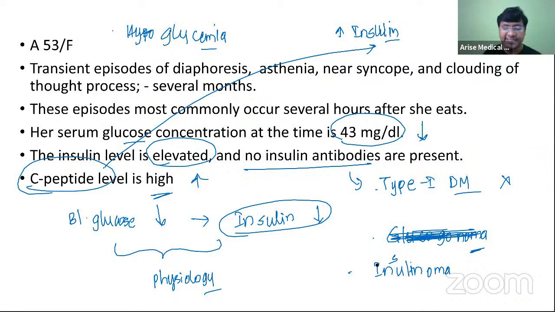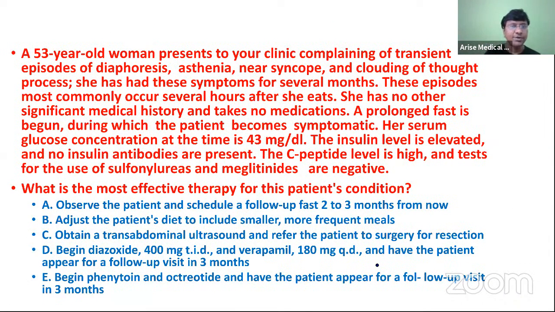Now, how do you treat this insulinoma? You have to do a transabdominal ultrasound to confirm the diagnosis of the insulinoma. And once you confirm the diagnosis with transabdominal ultrasound, then refer the patient to surgery for resection. So this is your insulinoma.